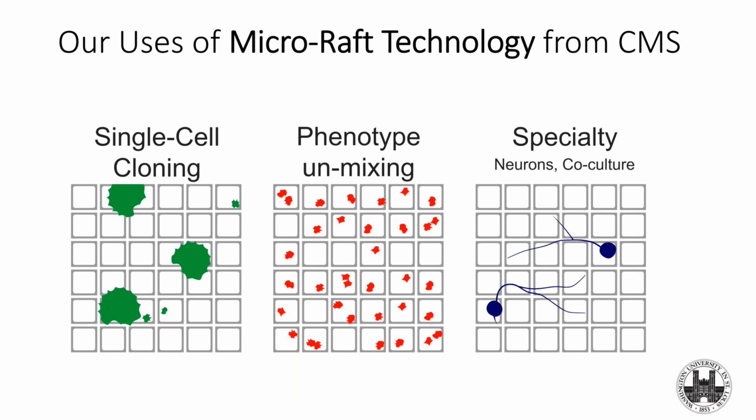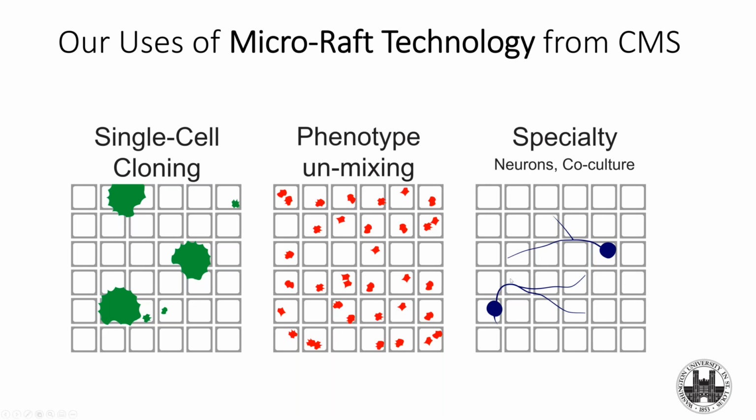The first is to do single cell cloning. This is exactly what Jacquelyn was telling you about, trying to go from a pool of edited cells down to a single cell that has a specific genotype, perhaps also a specific phenotype. But then what we'd also like to do, on a larger scale, is phenotype unmixing, which is basically a way to do functional genomics.